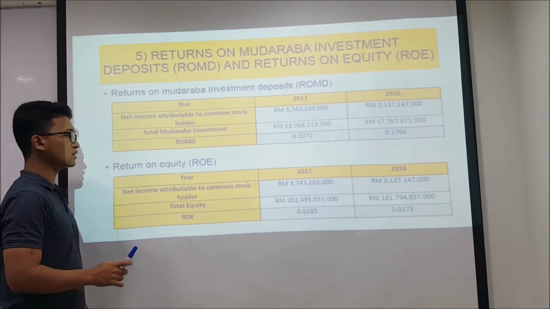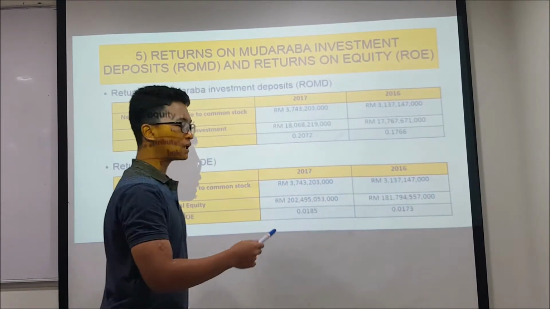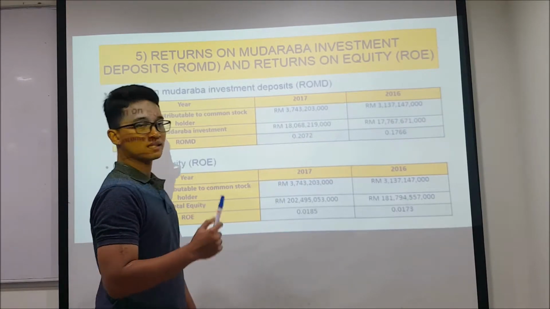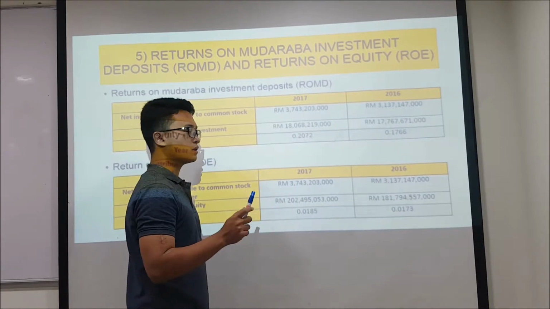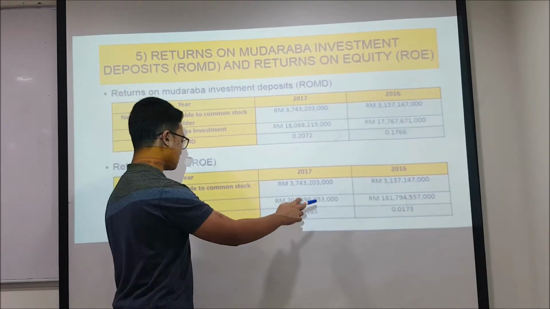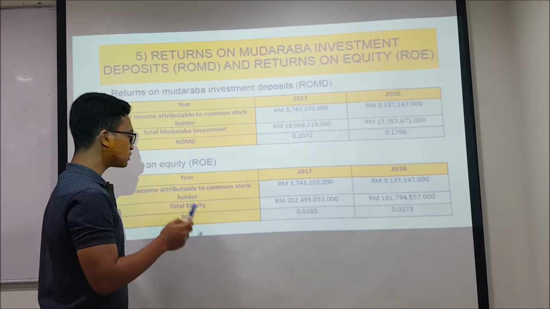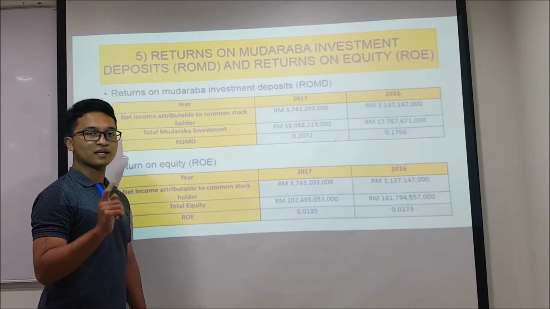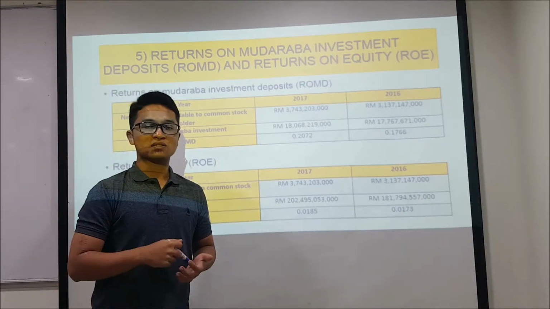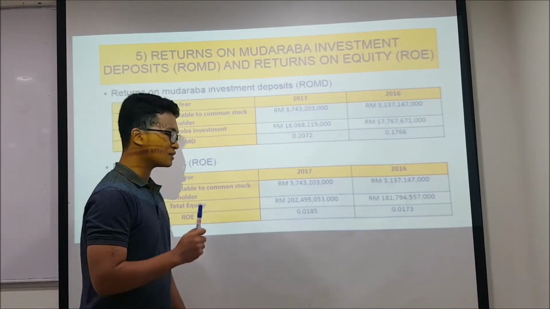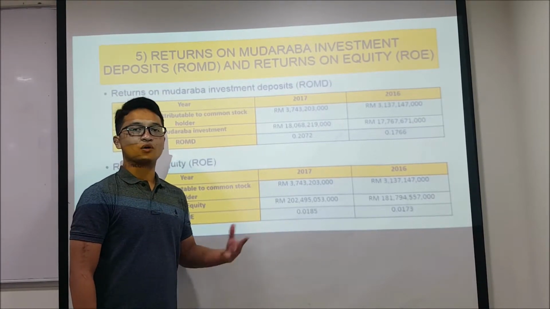For return on equity, for 2016 we can see that it is lower compared to 2017. So we can say that the higher the return on equity, the better the bank is at utilizing its funds and also providing return to its investors. Therefore, we can say that the 2017 Audited Financial Report shows that Maybank Islamic is performing better than 2016. That's all from me for questions 4 and 5.